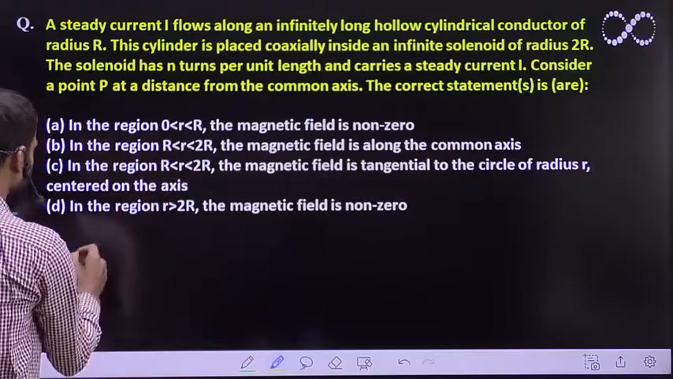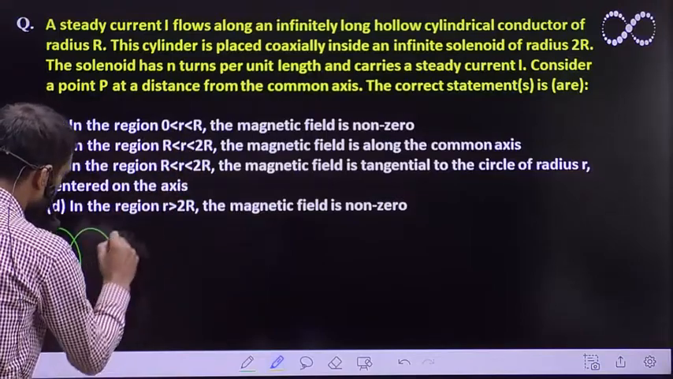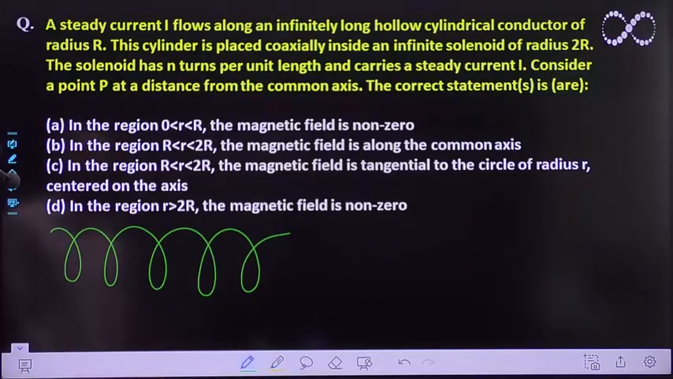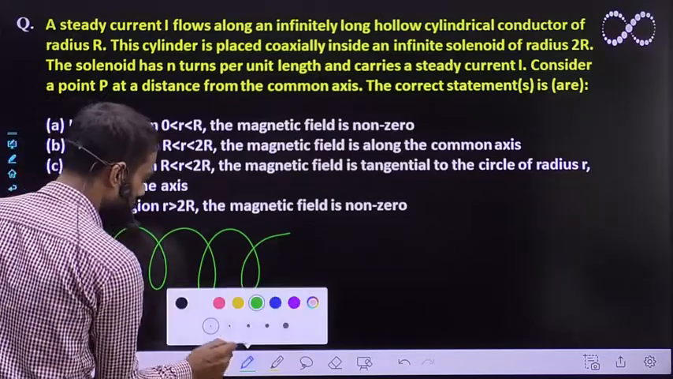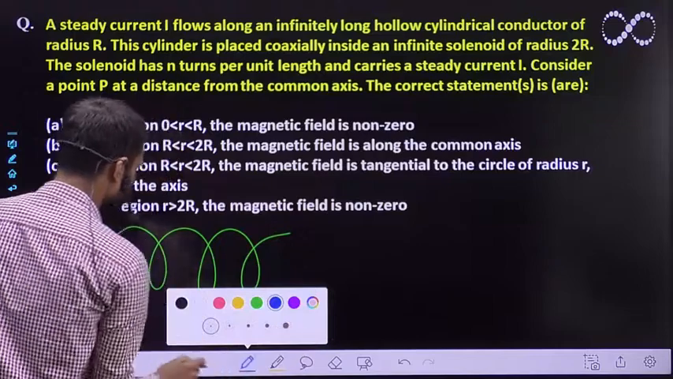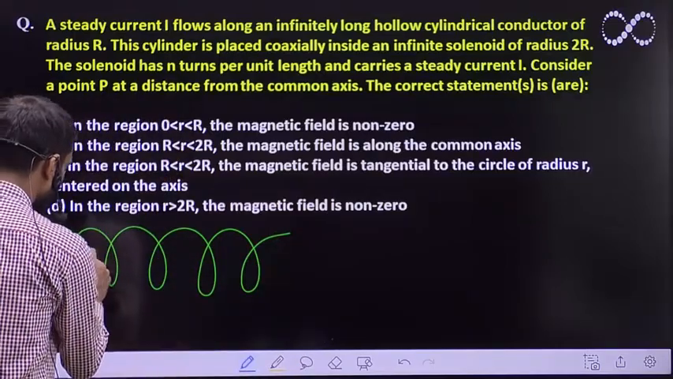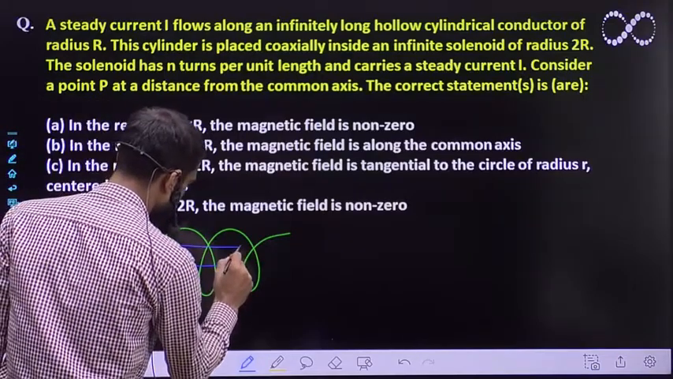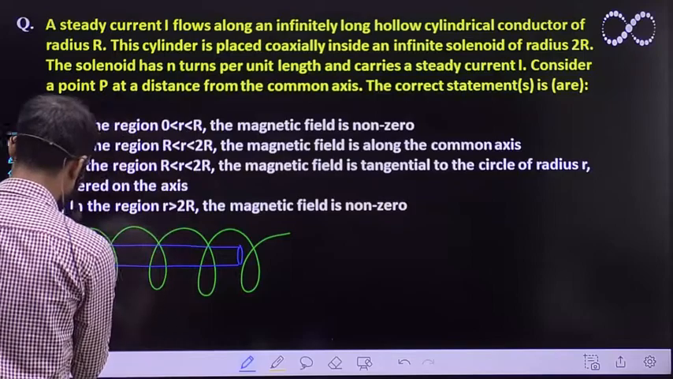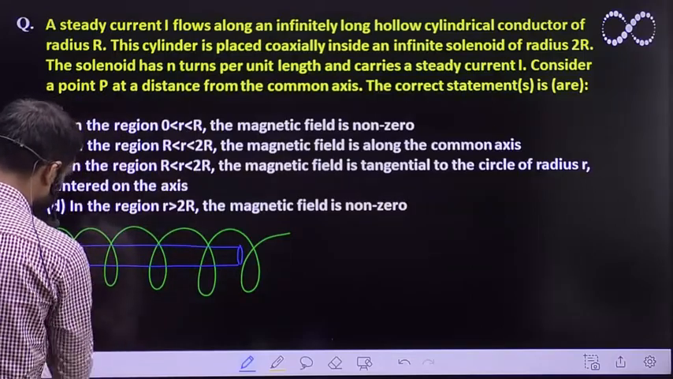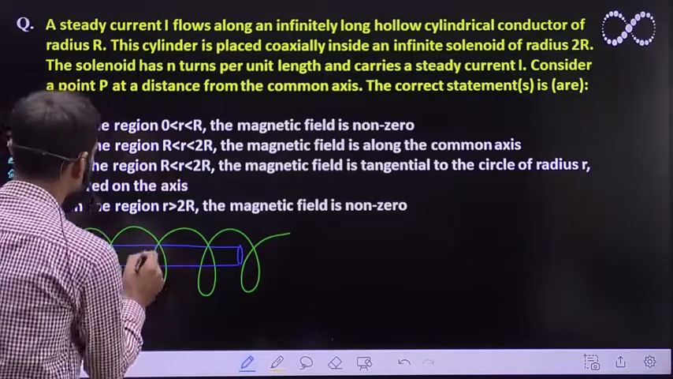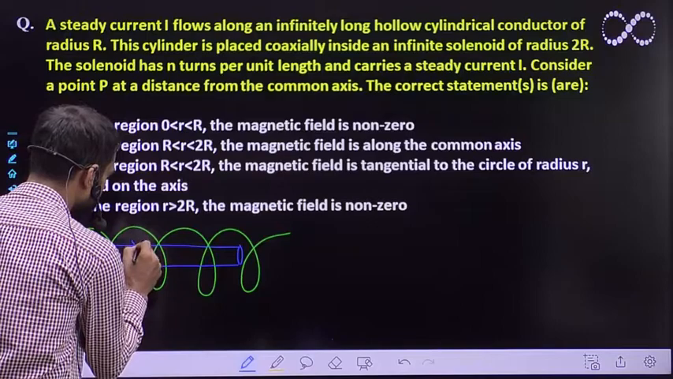So let us make the solenoid first. This is the solenoid, and that is also infinite. Inside it, an infinitely long hollow cylinder is placed. Now the current I is flowing in the hollow cylinder. Suppose this is the current I flowing here.